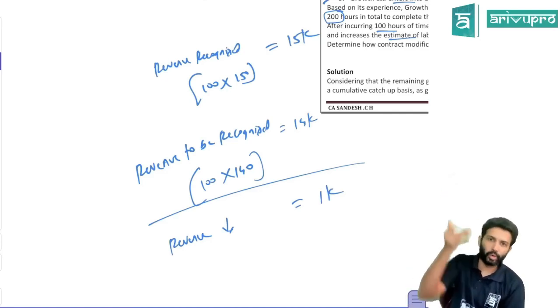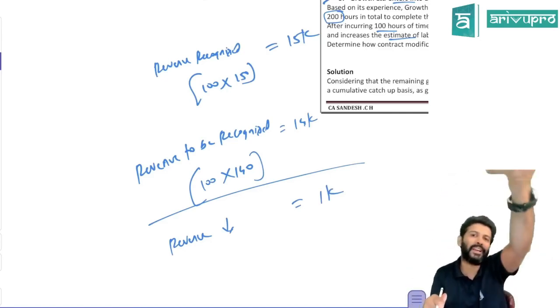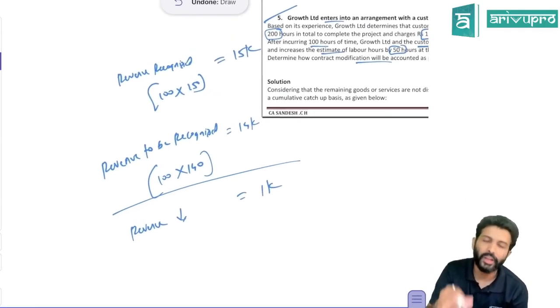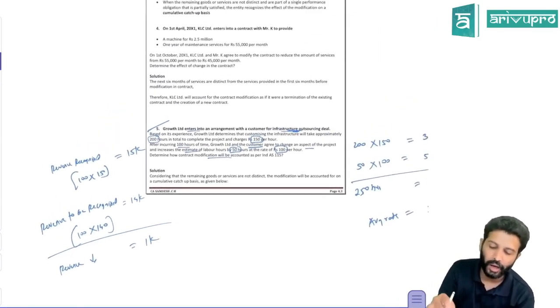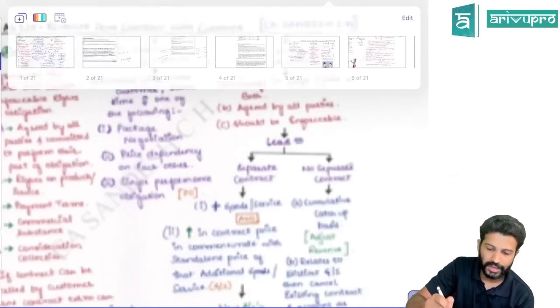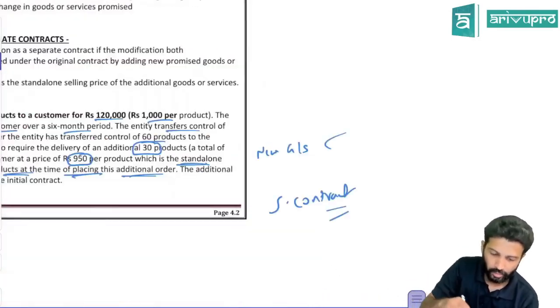Meaning when you do cumulative catch-up basis accounting, revenue will either be increased or decreased. Here you have recognized more revenue. That's the reason you will reduce it. Okay. This is what we mean by cumulative catch-up accounting. All right. So this is good. So let's go for the next aspect. This is done. What is the next one?